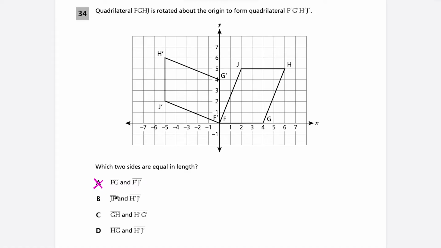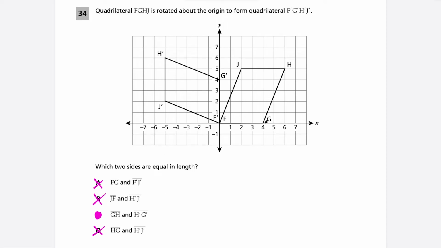J matches J, but F doesn't match H, so B is out. And then we have GH, and we have GH here. So this right away I could see is the answer. And then the last one, H matches H, but G and J don't match. So this one is out. But let's just investigate this a little bit more, aside from just the shortcut.